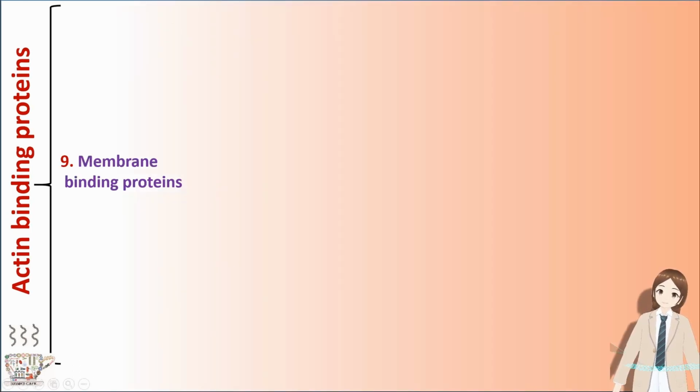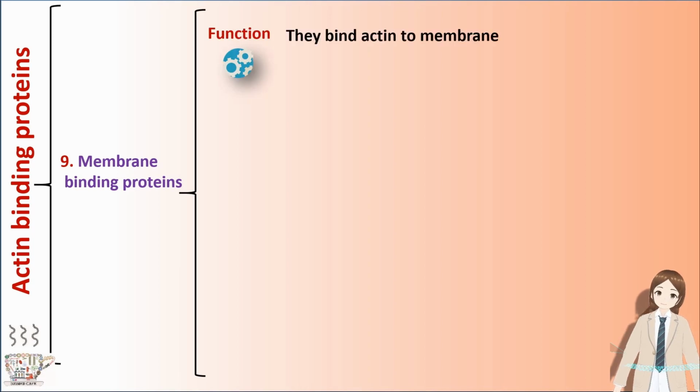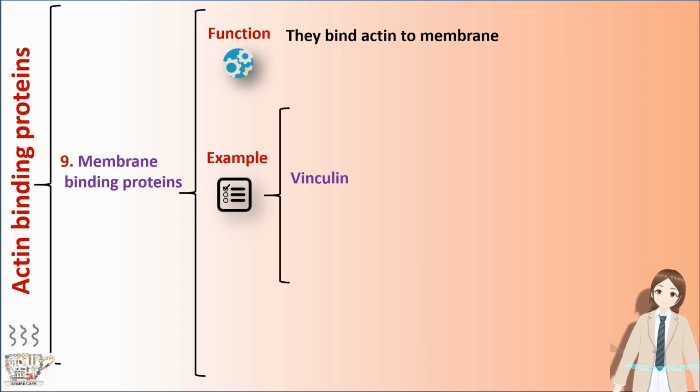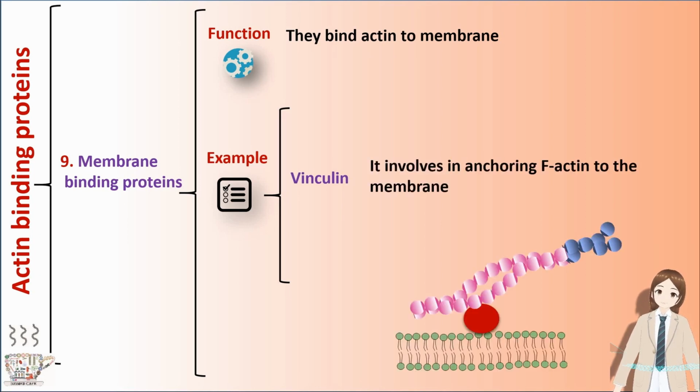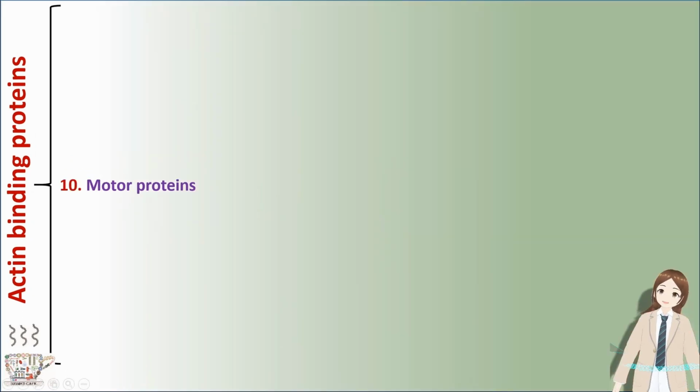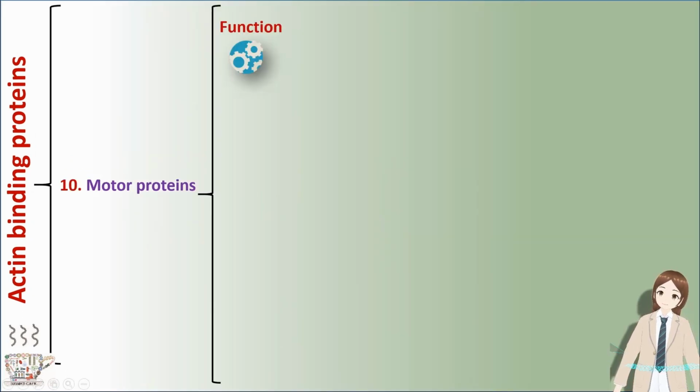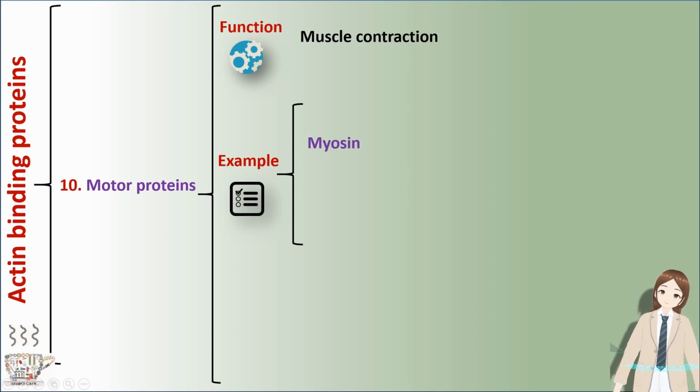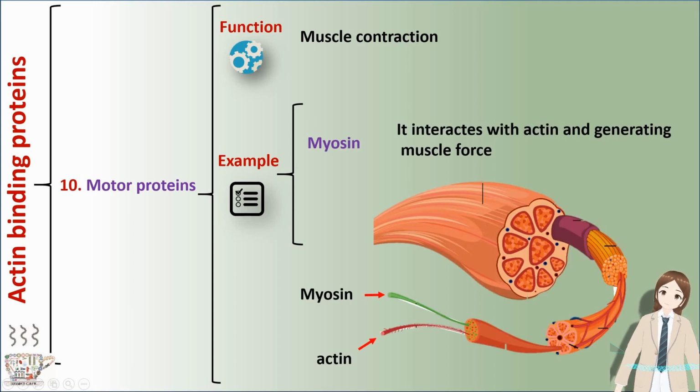Membrane binding proteins. They bind actin to membrane. One example of membrane binding proteins is vinculin. It is involved in anchoring F-actin to the membrane. Motor proteins. They play a role in muscle contraction. One example of motor proteins is myosin. It interacts with actin and generates muscle force.